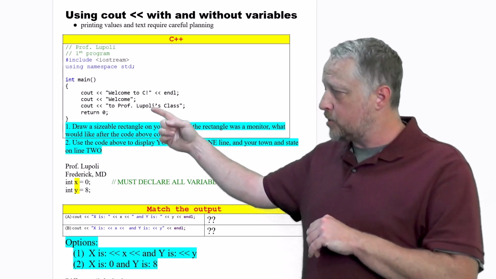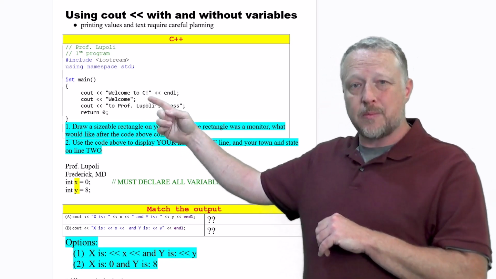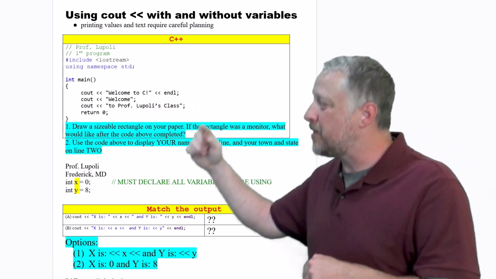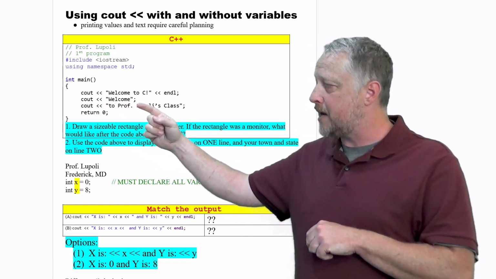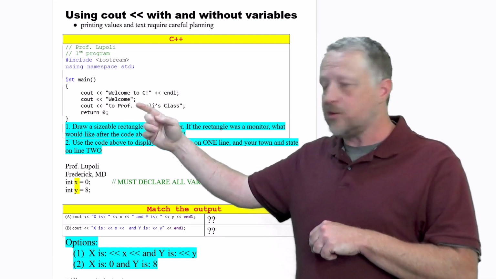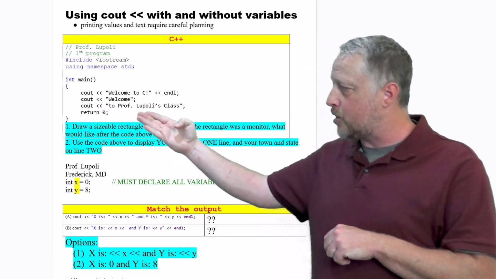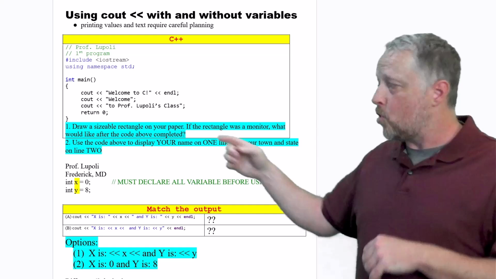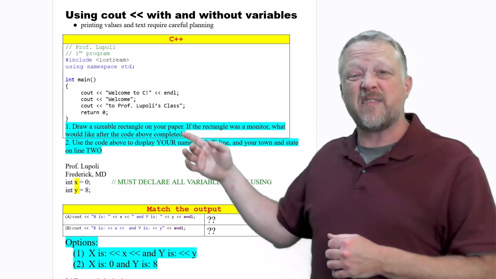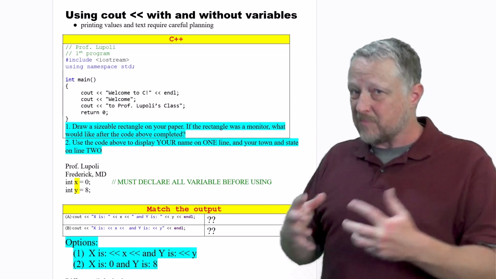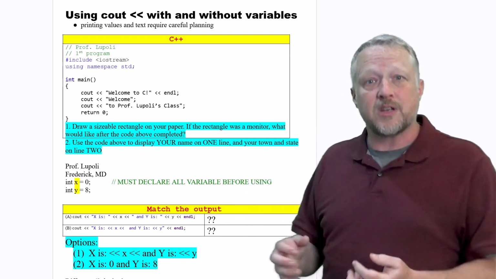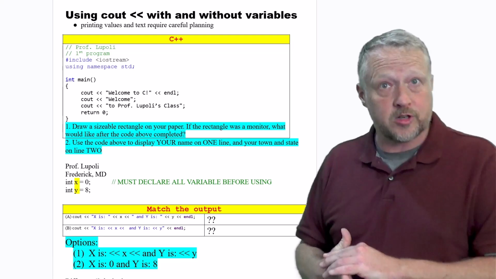So that first line would be "Welcome to C++!" Using endl, it'll push down the next one, which is "Welcome", onto the next line. And notice it doesn't have an endl, so it'll actually go ahead and print out "Lupoli's class" right after "Welcome" because it doesn't have that endl. So that endl actually means something. It means it's going to position some of the text maybe a little bit differently than you expected.